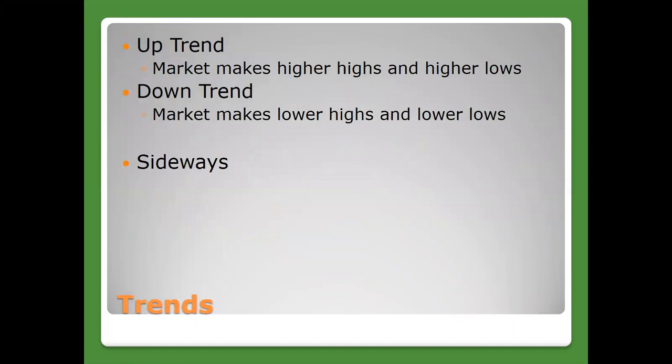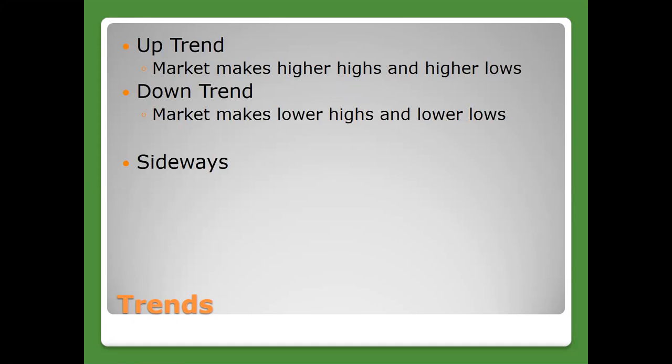In terms of trends, there are three different categories that trends can be divided into. First of all, there's an uptrend, when the price is moving higher, so the market is making higher highs and higher lows. The second type of trend that we see very often is a downtrend, where the market is making lower lows and lower highs. So the price is moving down in more of a stair-step type of formation.